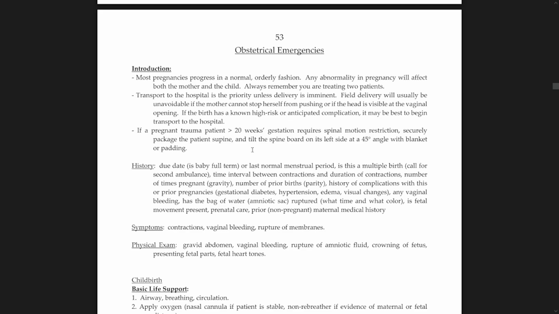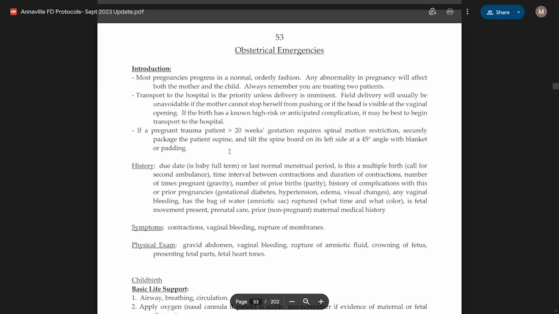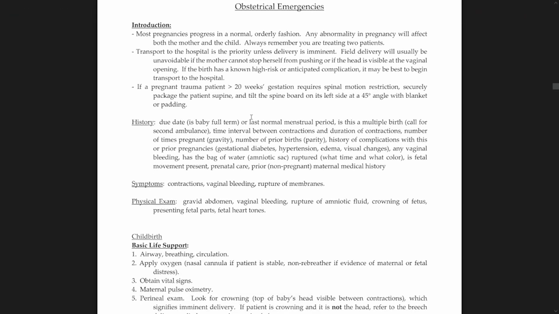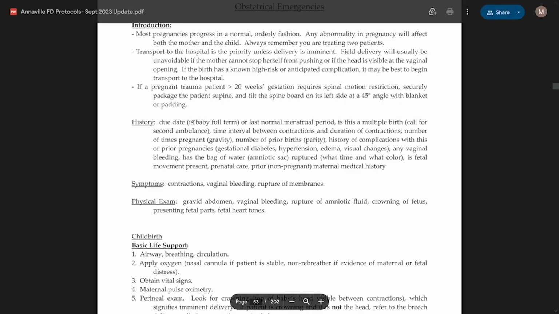If a pregnant trauma patient is greater than 20 weeks gestation, they require spinal motion restriction. Securely package the patient supine, and tilt the spine board onto its left side at a 45-degree angle with a blanket or padding.